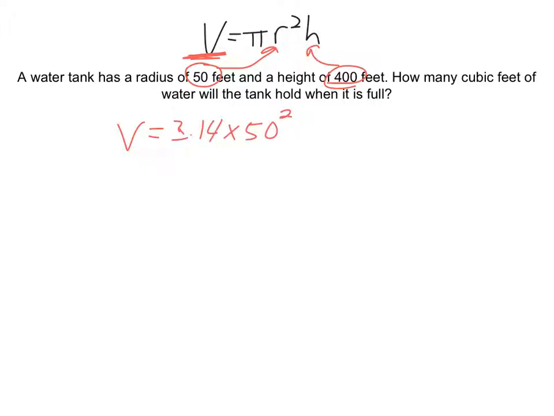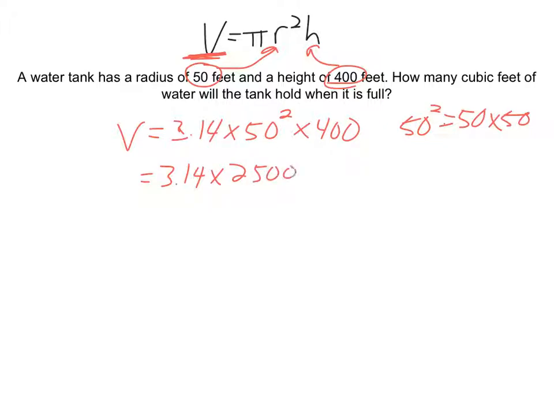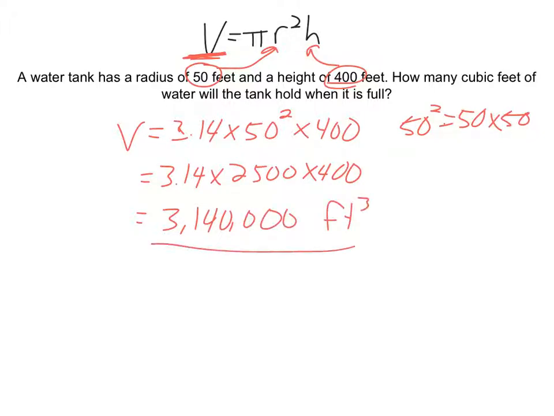I'm going to take 50 and square it, and times it by 40. Remember, 50 squared is just 50 times 50. And if I type that in to my calculator, 50 times 50 gives me 2,500. So now I type this into my calculator as I see it, 3.14 times 2,500 times 40. I get a volume of 314,000 cubic feet. That is my volume of this water tank.